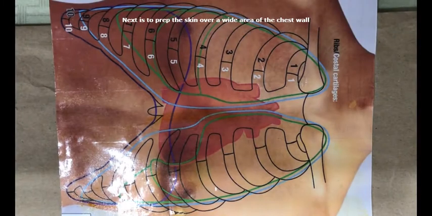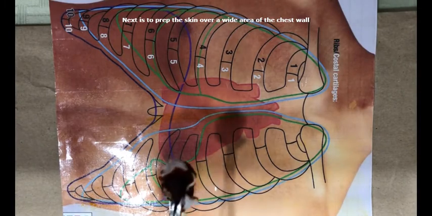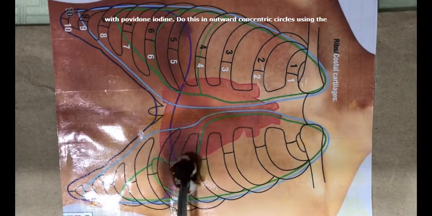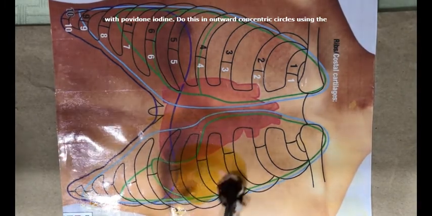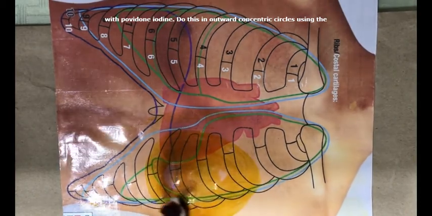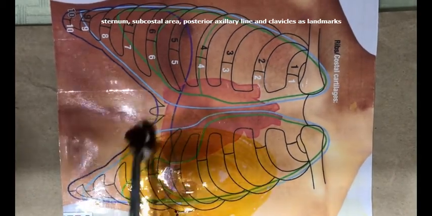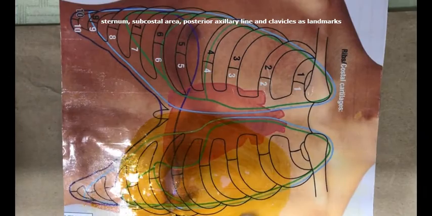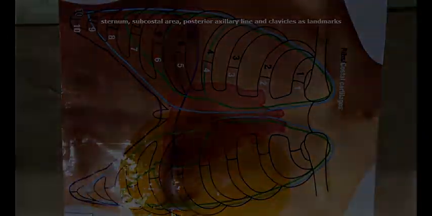Next is to prep the skin over a wide area of the chest wall with povidone iodine. Do this in outward concentric circles using the sternum, subcostal area, posterior axillary line, and clavicles as landmarks.